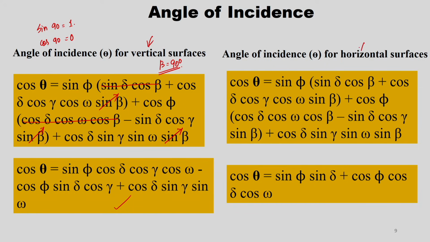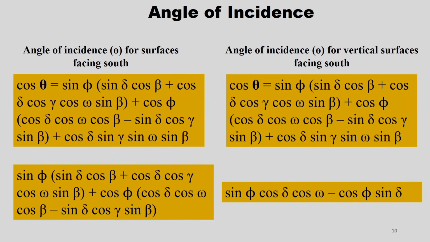So, here if we see horizontal surface beta is 0. So, sin 0 is 0 and cos 0 is 1. So, here cos 0 it is 1, and sin 0 nullifies those terms. So, this term vanishes, and this term also goes. So, we have sin phi sin delta, and then cos phi cos delta cos omega.